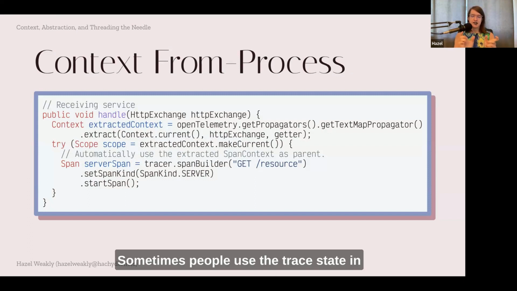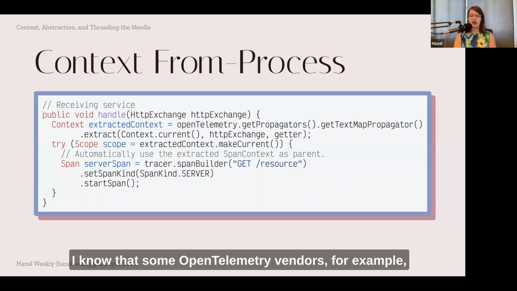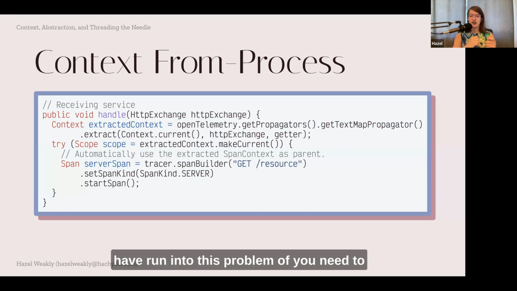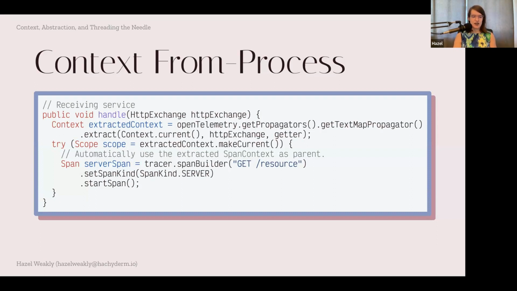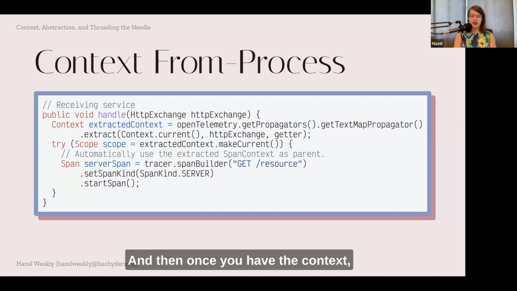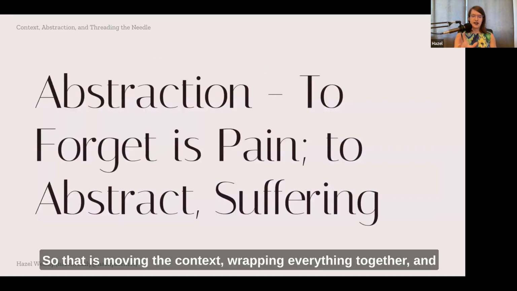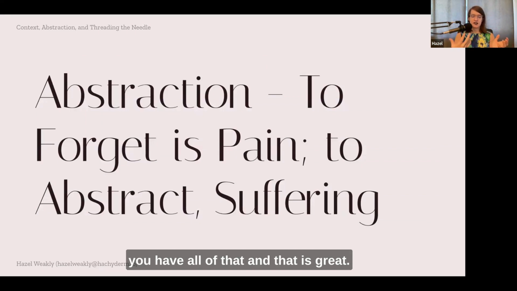Sometimes people use the trace state in order to determine whether or not they should make the context the current context. And you can maybe want to do that sometimes if you don't always own your systems end to end, and someone may be putting something in the middle somewhere. That can be really tricky. I know that some OpenTelemetry vendors, for example, have run into this problem of you need to really make sure that your context is your context before actually making it your current context. So that's a lot of fun. And then once you have that context, then you've extracted it, you set your span, and just start working from there. So that is moving the context, graphing everything together, and you have all of that, and that is great.